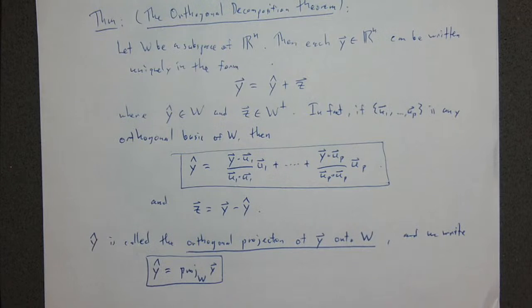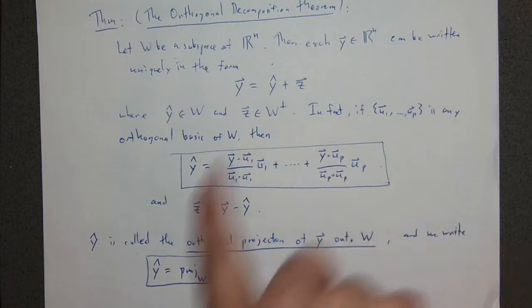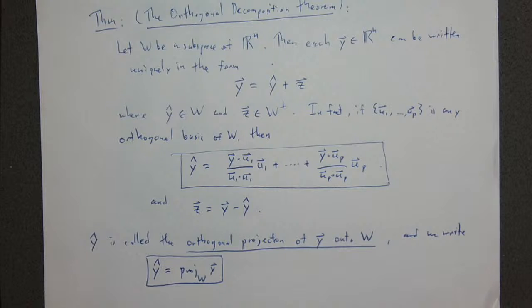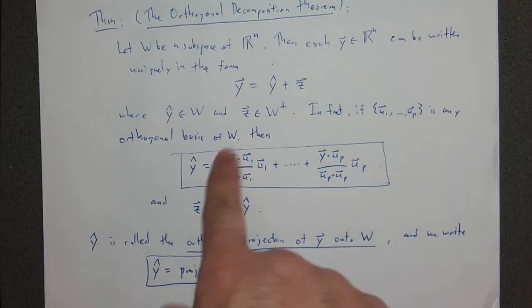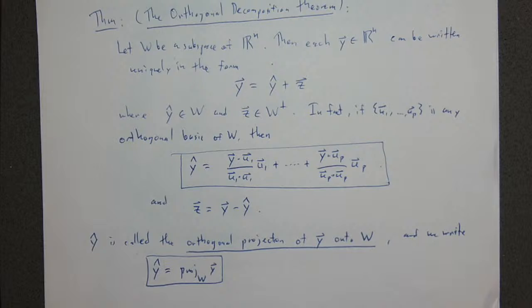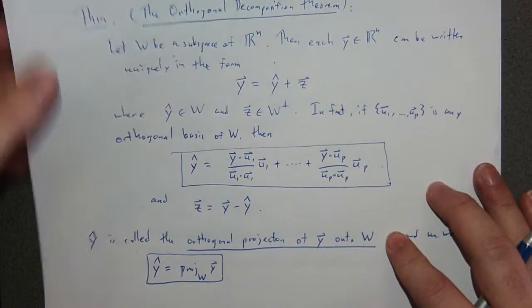Now W is spanned by this orthogonal basis u1 through up, and so that's why we can immediately write all these weights out in exactly this form. This is the orthogonal basis representation theorem. Okay, and so let's do one example of this, and then I'll move on to the next big named theorem.